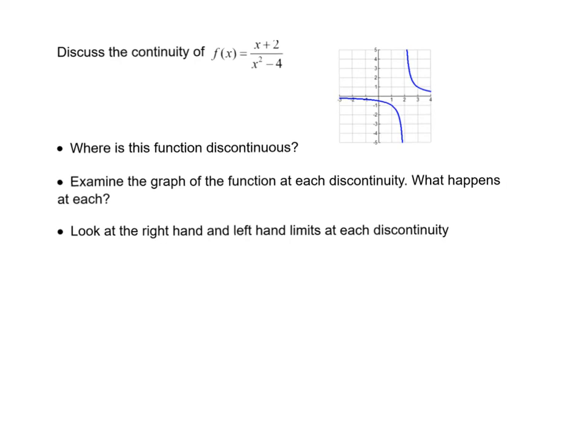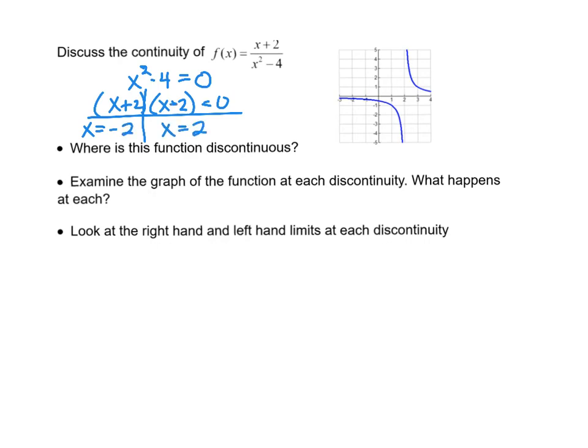The first question says, where is this function discontinuous? So the first thing that we want to take a look at is our denominator. So we're going to take the denominator x squared minus 4 and set that equal to 0. When we factor this into x plus 2 times x minus 2 and set those factors equal to 0, we have two places where the denominator turns out to be 0. X equals negative 2 and x equals positive 2. So the two places where my function is discontinuous is going to be x equals plus or minus 2.